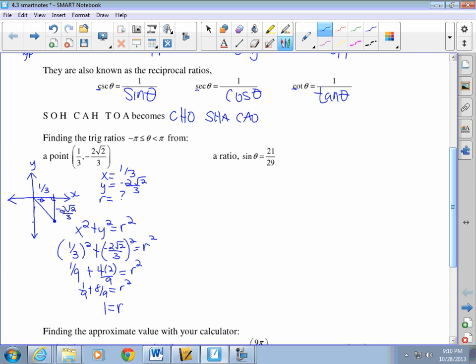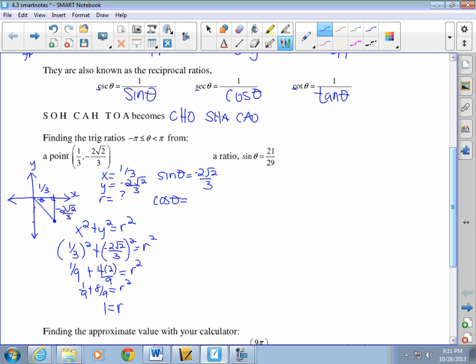Okay, so starting at sine. I'm going to run a little bit into this one, but that's okay. So sine of theta is opposite over hypotenuse. So opposite is negative 2 square root 2 over 3. Hypotenuse was 1, so it's divided by 1, so it's just negative 2 square root 2 over 3.